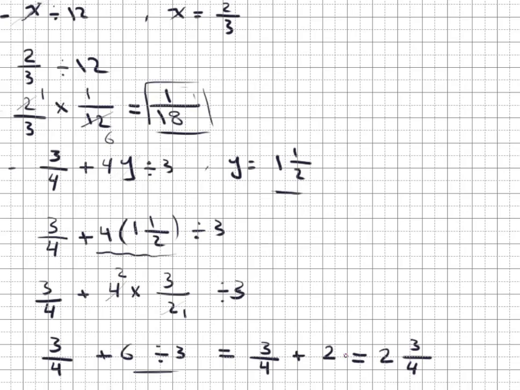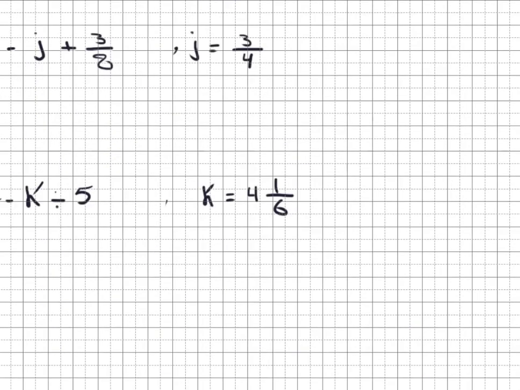If we have the next one, here it gives us a question: j plus 3 over 8, and j equals 3 over 4. We can substitute here using the same way. Every time, substitute 3 over 4 plus 3 over 8. Here the two denominators are different. We can use a simple way to find the new denominator, 8 and 4.